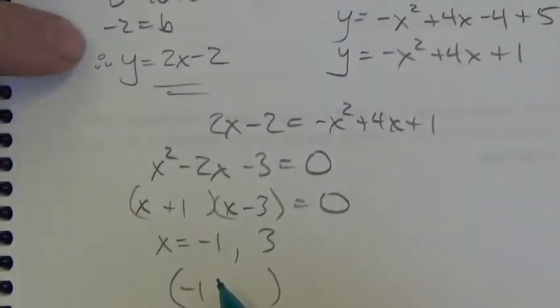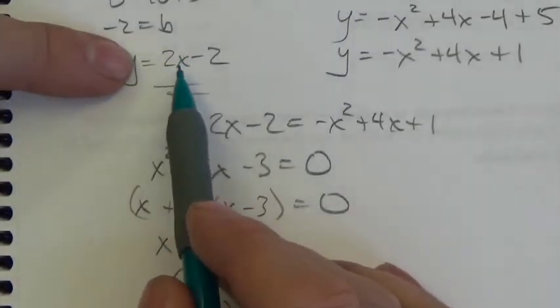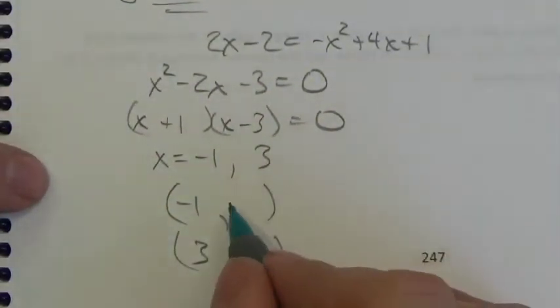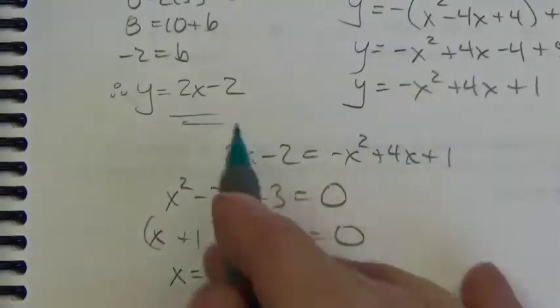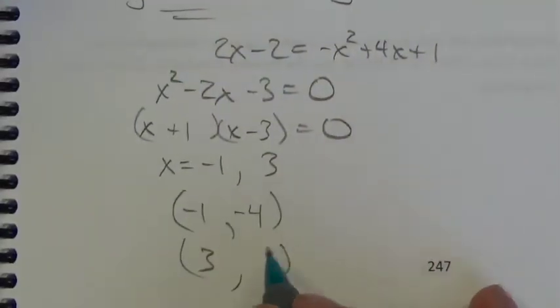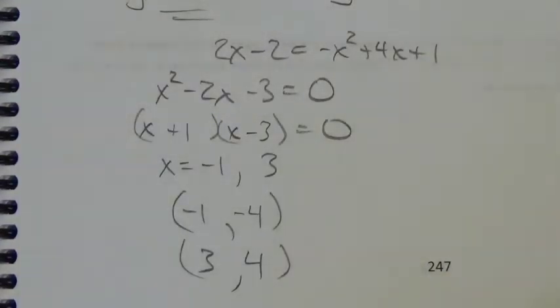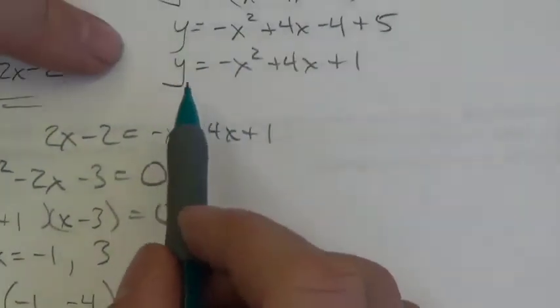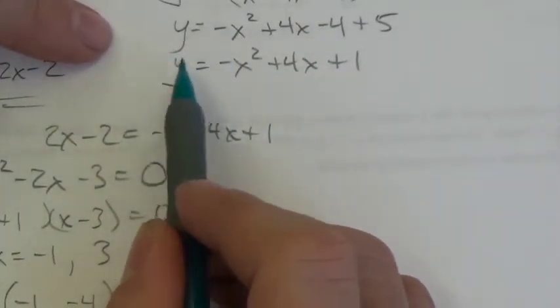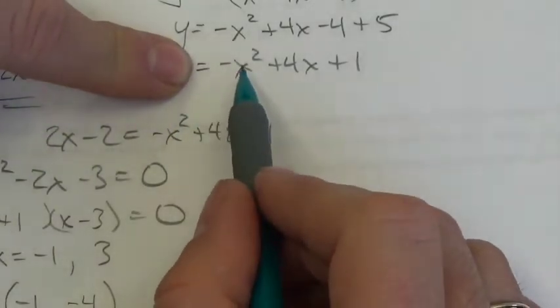So let's go back up to the linear here. If you plug negative 1 into that, 2 times negative 1 is negative 2, minus 2 is negative 4. Plug the 3 in. 2 times 3 is 6, minus 2, positive 4. Do those points work in both equations? Let's try this negative 1, negative 4. So if we plug negative 4 into that, let's see if negative 1 makes that work.